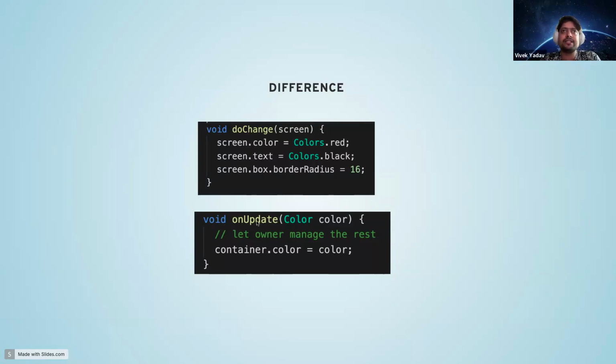But when you see the bottom code, right, it is onUpdate. So it is reacting to state. There are no definitive actions told to this particular function. It is just listening to a state and it is changing its color based on the data. Okay. So that's the difference between the imperative and declarative approach from a programming point of view.